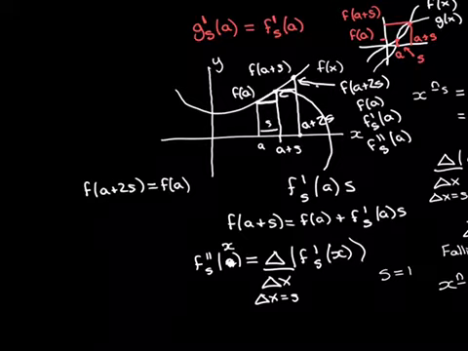And now we've already worked out what the vertical side of the first triangle is going to be equal to. That's going to be equal to f prime s a times s. That's what we did here. So this gives us the value of the function at a plus s. Now what we need to do is work out this triangle.